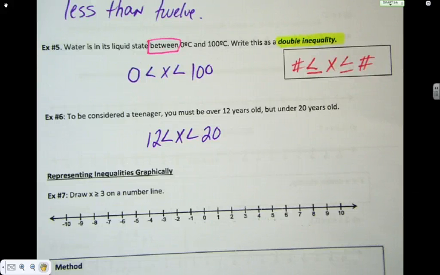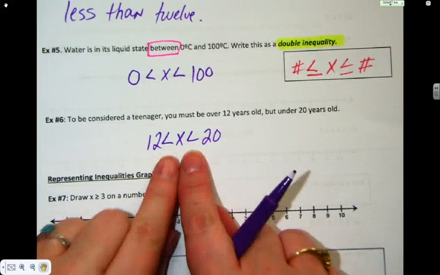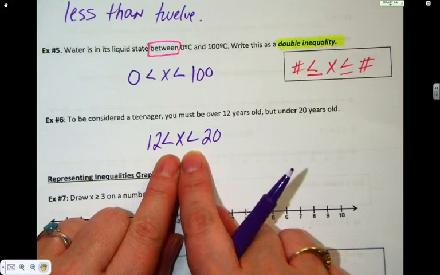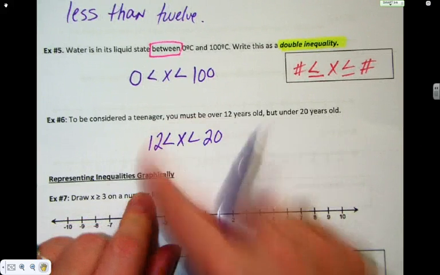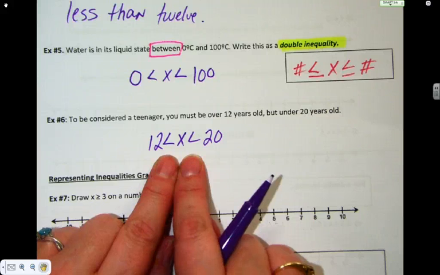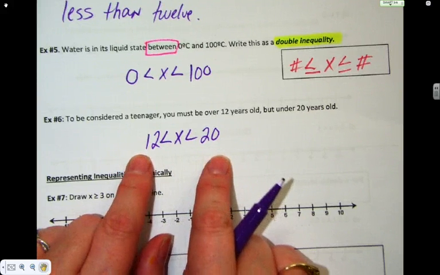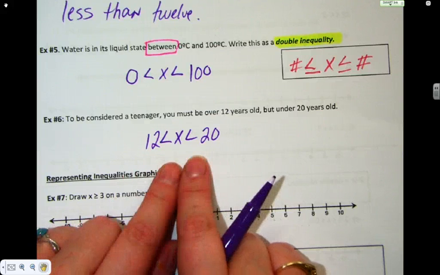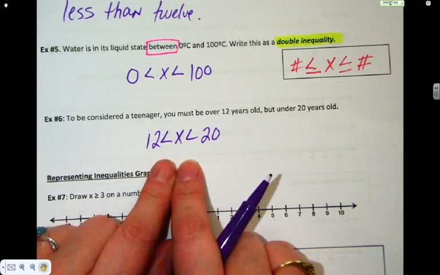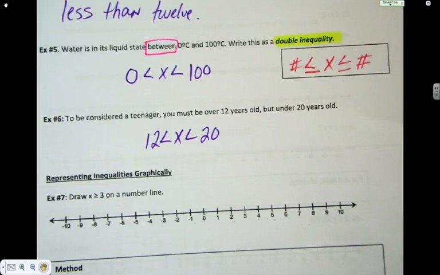Why is it called a double inequality? It has two inequalities, two numbers, two signs. What does this mean mathematically? Between. So mathematically, this is saying your age can be between 12 and 20. Is that what makes you a teenager, between 12 and 20? Yes, that's where it comes from. The keyword is between. How are we doing so far?